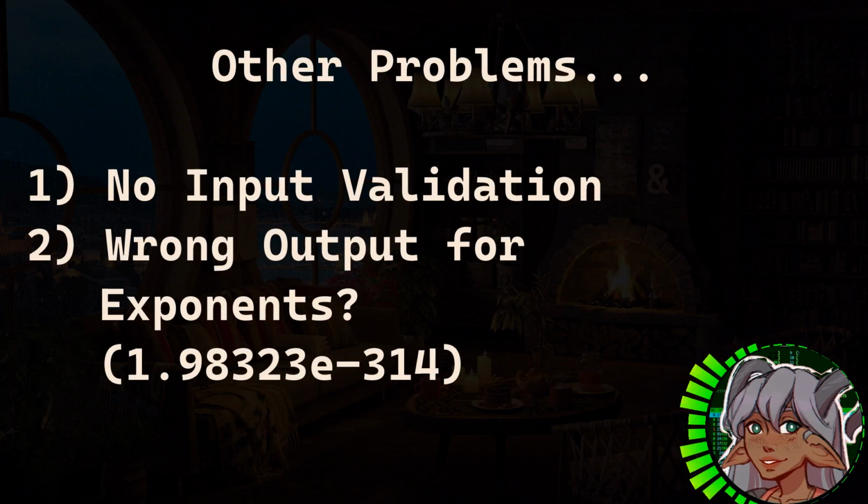But tell me a layman user will understand what 1.98323E314 means. I don't even think that's the right number. 2 raised to the power of 8 is 256, which is 2.56 times 10 squared in scientific notation. 314 is nowhere to be found, so this is just completely wrong.